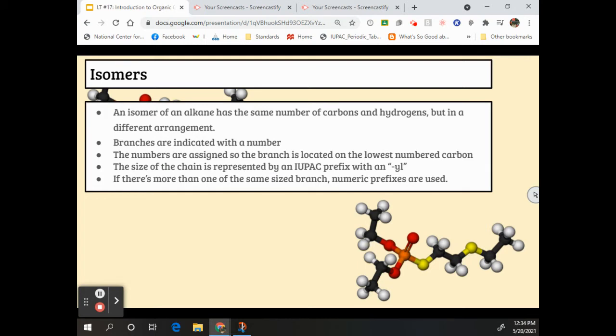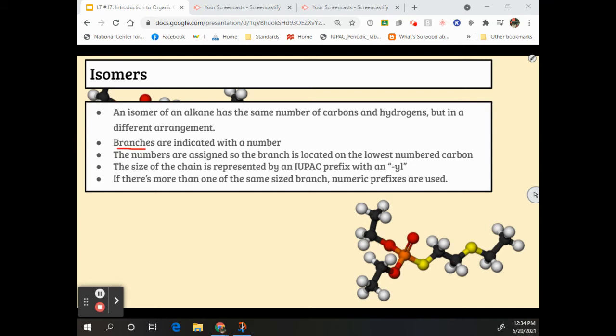So now we're going to get into isomers of alkanes. The definition of an isomer is that it has the same number of carbons and hydrogens as another version of that particular molecule, but in a completely different arrangement. We find where those additional carbons have been put by indicating the additional carbons with a number. The numbers are put on what we call branches.